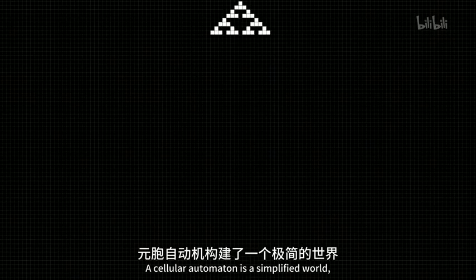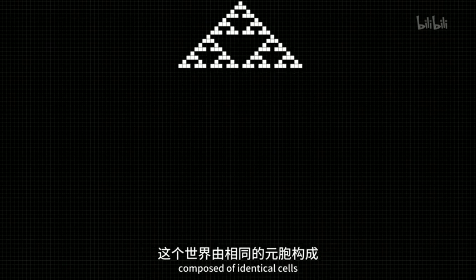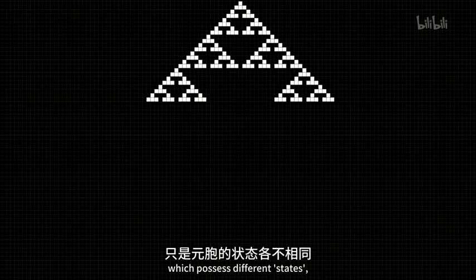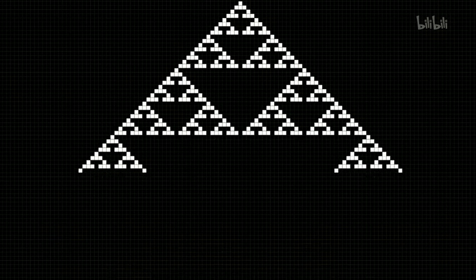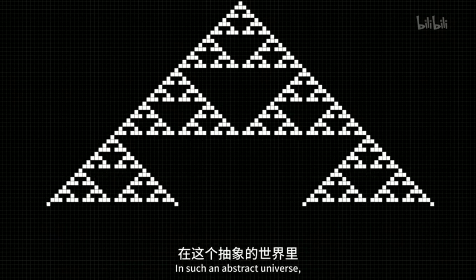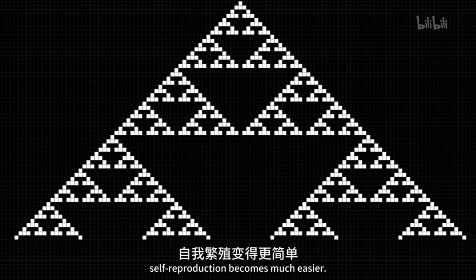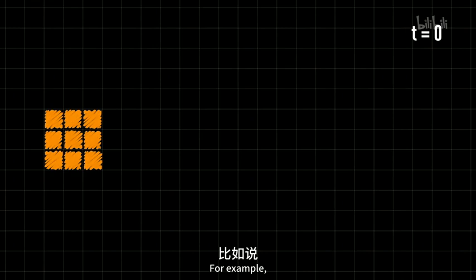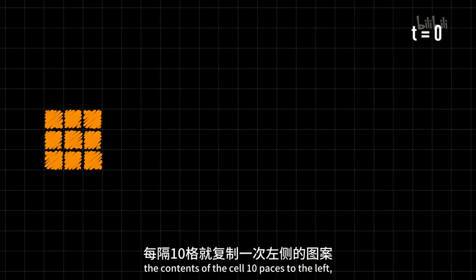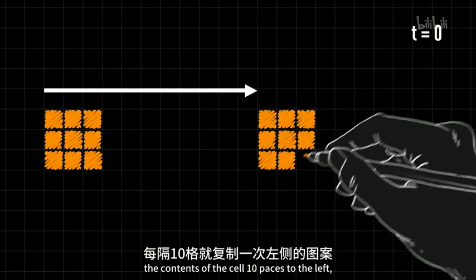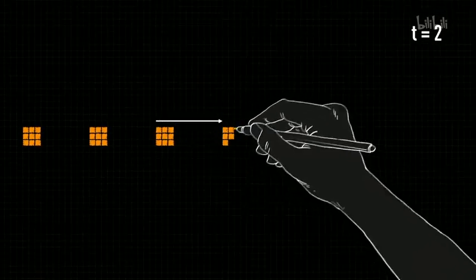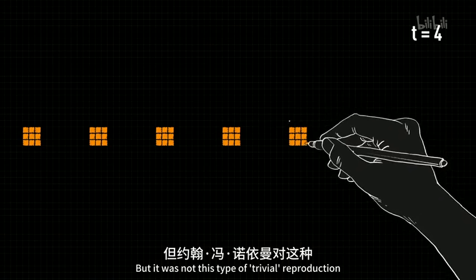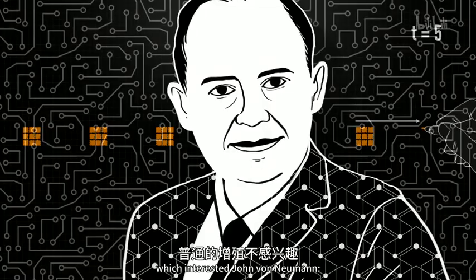A cellular automaton is a simplified world composed of identical cells which possess different states and switch between them in accordance with a set of rules. In such an abstract universe, self-reproduction becomes much easier. For example, if the rule is to copy the contents of the cell 10 paces to the left, you easily obtain a series of identical images. But it was not this type of trivial reproduction which interested John von Neumann.